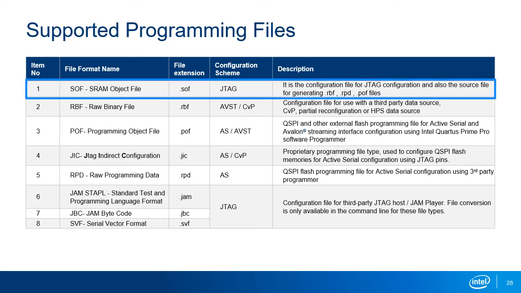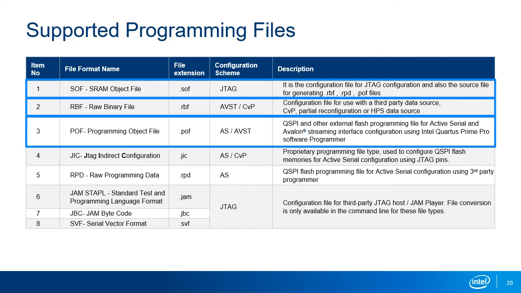1. SOF, or SRAM object files, are intended to configure FPGA CRAM via JTAG. It is also the source file for RBF, RPD, and POF file types. 2. RBF, or raw binary files, are intended for use with the host when using a passive configuration scheme. The host and Agilex device interface can thus be AVST or a CVP root port.